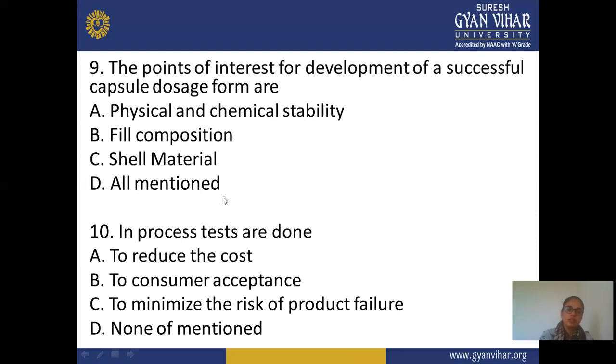And in the last or 10th question, in-process tests are done for capsules, and option A is to reduce the cost, B is consumer acceptance, C is to minimize the risk of product failure, and D none of the mentioned. Out of these four options A, B, C, D, you can select any one correct option which is appropriate for in-process test of the capsule.